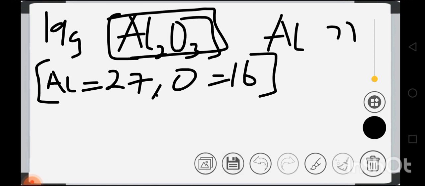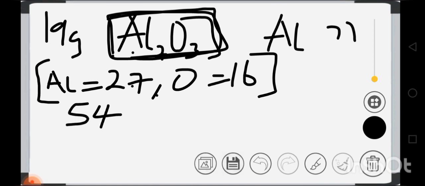So if you want to check their proportion here now, you're going to get 2 times aluminium. That is 2 times for one sample of aluminium oxide. I'm going to have 2 times 27. That is 2 times 7, 14. 2 times 2, that is 4, plus 1. You're going to have 54 grams of aluminium present.